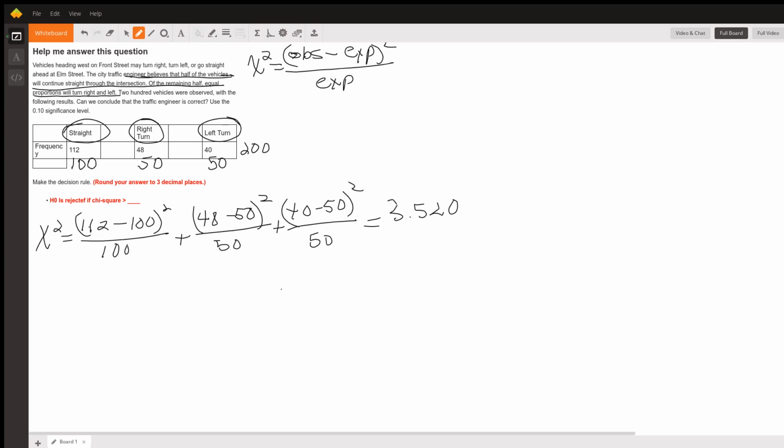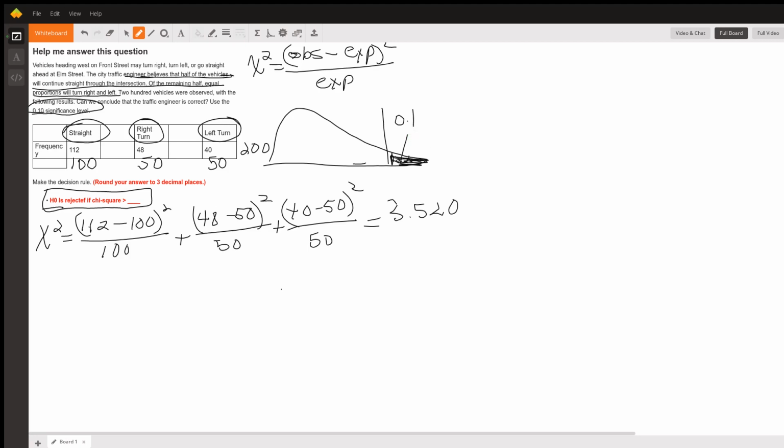Now for this problem, the null is going to be rejected if chi-square is greater than some critical value. And so we need to look at our table. If we draw the picture, the chi-square distribution looks something like this. And our critical value is going to be right here. This area, our critical value is going to be the chi-square value that would give us an area of 0.1 because that's the significance level that we're using.